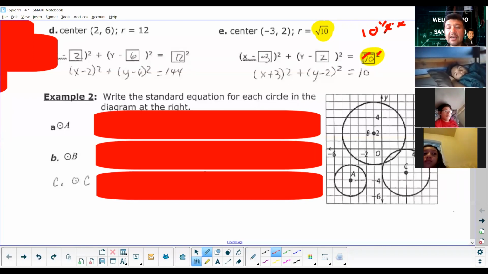So now let's go ahead and move on to this one. On this one, they're going to give us a circle, and it's going to be up to us to identify what the standard form equation is. So this is circle A right here. Now, Marcus, tell me some of the things you need me to do in order for you to give me the solution to this one. What do I need to do? We need to see where the center is.